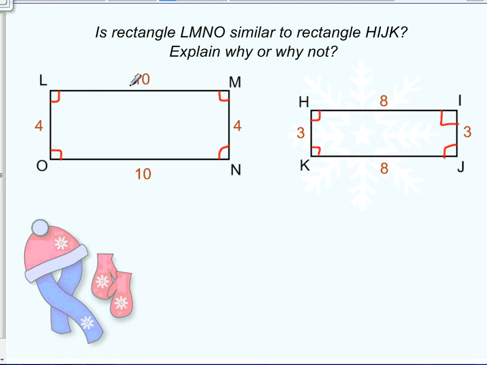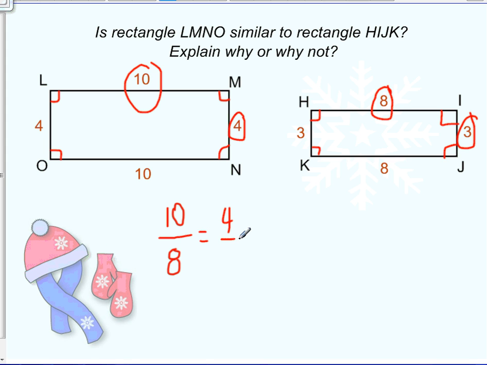Next, I can take two of my sides and create a proportion. So I'm going to take side LM and side HI, and I'm going to go 10 corresponds to 8. And I'm going to set that equal to another two sides. I'm going to do MN, 4, and IJ, 3. And then I'm going to write 4 over 3.